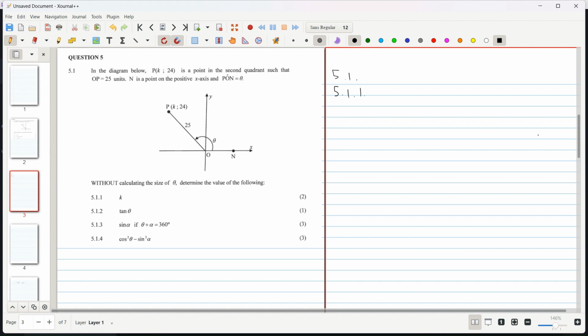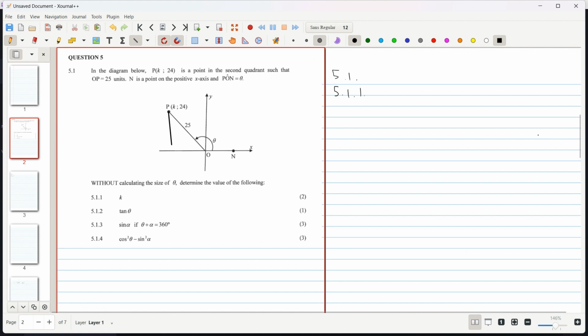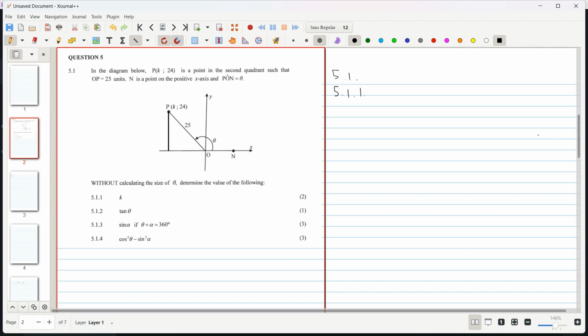First of all, when we're given a point here in the second quadrant, we need to draw a line that extends to the x-axis. Always draw a line that extends to the x-axis so that you write your x and y values. So what is our x value? Our x value, we can see, is k. And what will be our y value? We can see here it is 24.